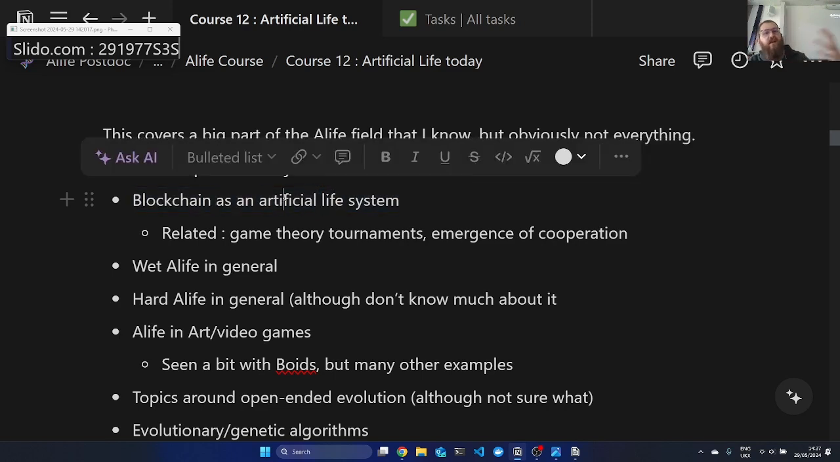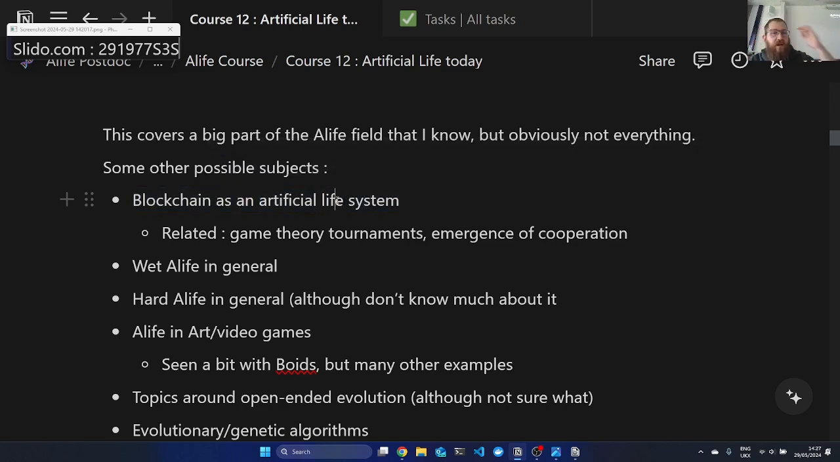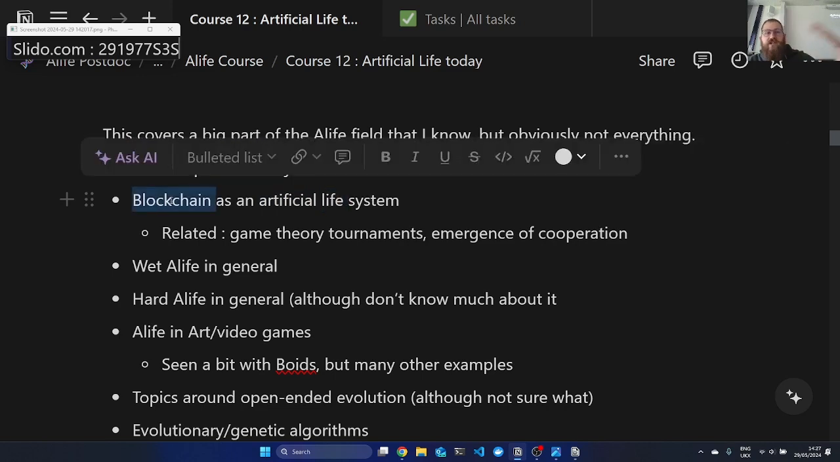The problem with studying this in the artificial life course is that blockchain is in itself not a very easy thing to understand. So usually what happened last year is that the course on blockchain as a life system became just a course on blockchain. And so that was not the goal.